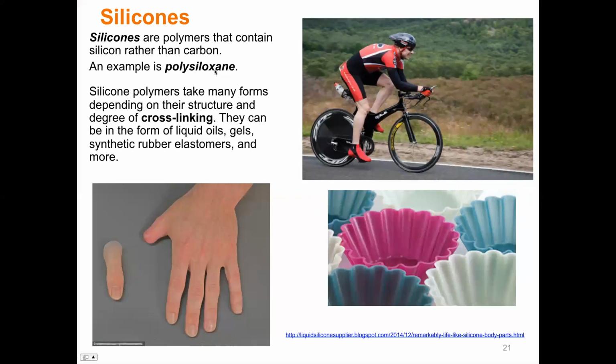Polysiloxane is one, and they really can take on a lot of forms based on their cross-linking. Here are a couple of very common applications. You can see here the muffin cup things. I had a set of these, I've never used them. And then here, like I said, it looks pretty lifelike, but it's there to be a prosthetic on this person's hand. I had all kinds of other wicked pictures I was going to put in here, and I decided not to, of human body parts.